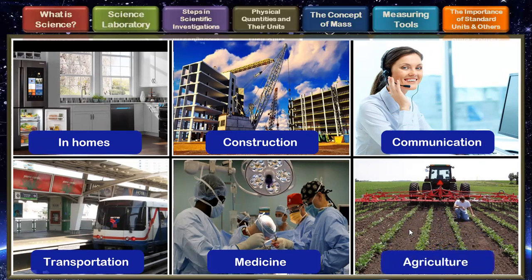Also, in agriculture, the food on our table, the things that we eat, are from this area. In agriculture, we were able to build machineries, and also to find solutions to soil problems, to produce fertilizers that would increase the amount of crops being harvested. So it is very important in every aspect. All the areas in our lives are affected by science. So in homes, construction, communication, transportation, medicine, agriculture, science is very, very important.